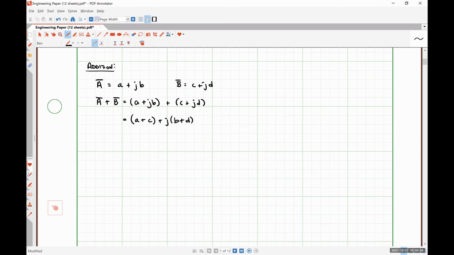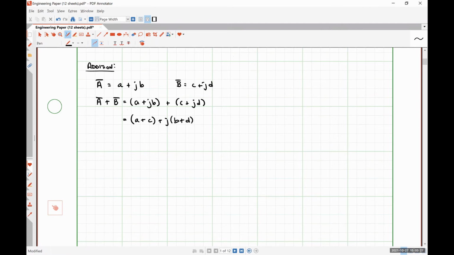So the real parts add together and the imaginary parts add together. For those of you that have had Physics 201, which should be all of you, this is just like adding Cartesian vectors. We add the parts in the real directions together, we add the parts in the imaginary directions together, which is the exact same thing that you did when you added the X components of vectors together and the Y components of vectors together to get a resultant vector. It is literally the exact same thing.